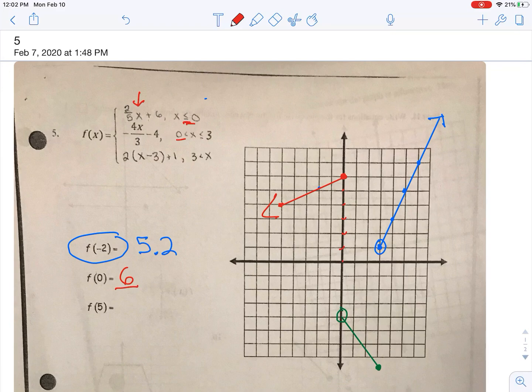Now I'd put in 5. So 5 is right here. And I would go up. And I can see that when I plug in 5, I hit 5 on my line. So just to test that, I'd put 5 here. So I'd have 5 minus 3 is 2, and 2 times 2 plus 1 is 5. So that's how these work for the graphing ones.